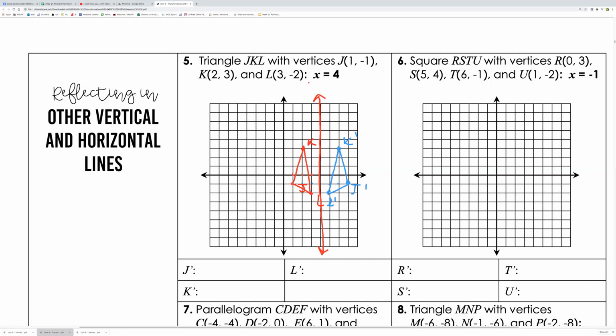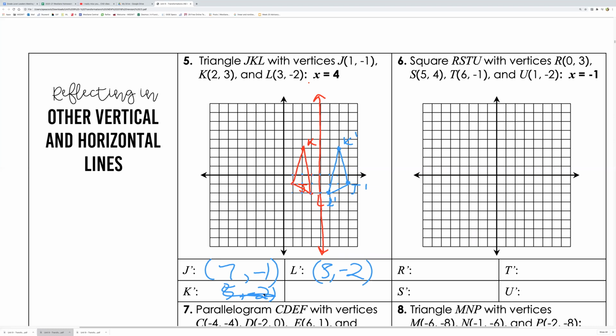All right, for my points, I'm just gonna pull my points directly from the graph. So J is 1, 2, 3, 4, 5, 6, 7, down 1. L is going to be 1, 2, 3, 4, 5, down 2. I'm sorry, I accidentally wrote that in the wrong place.